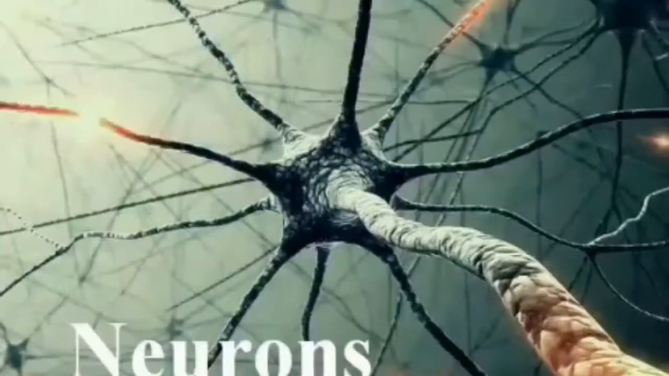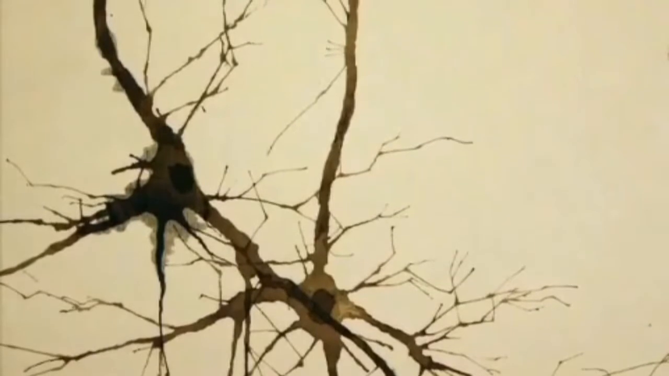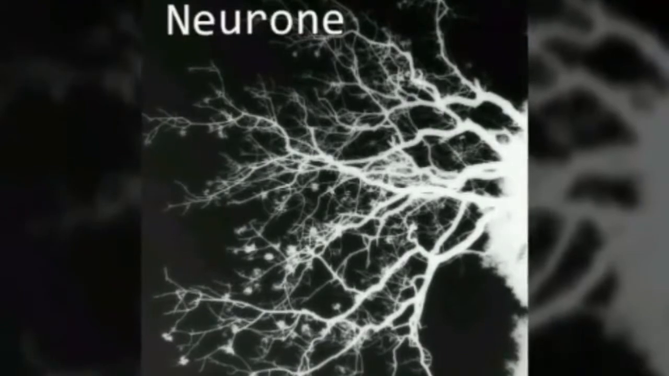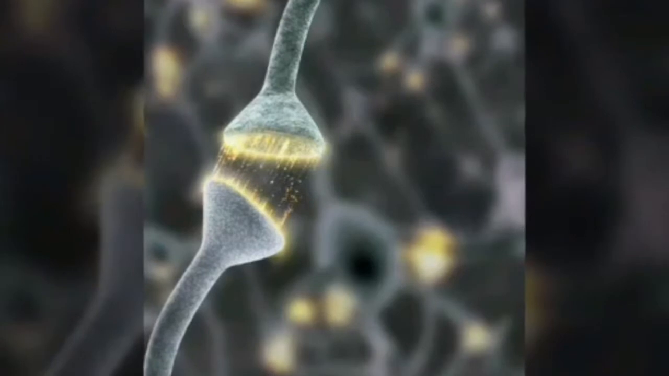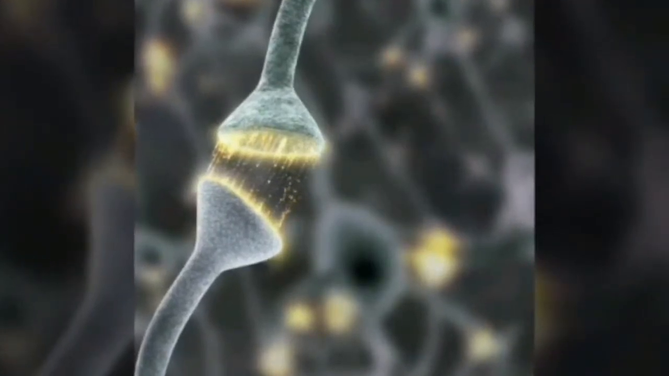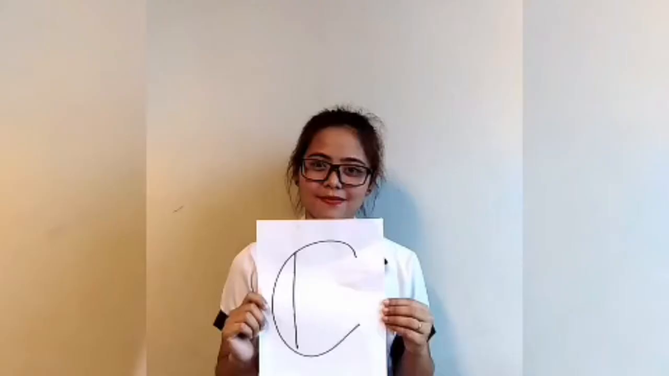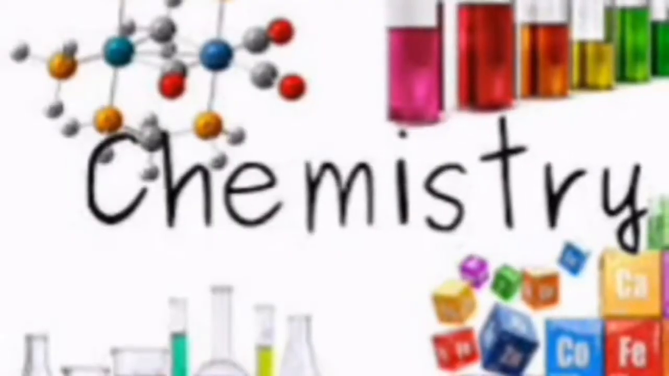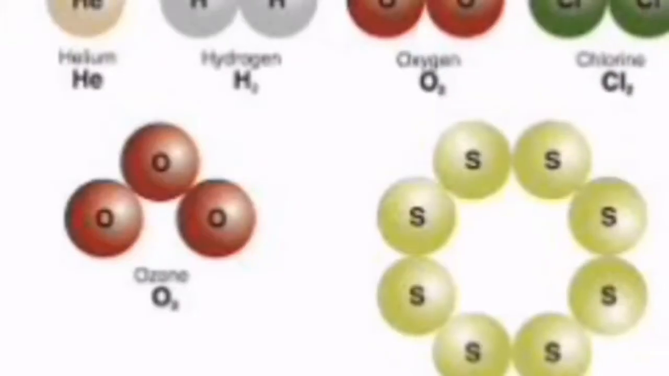N for neurons. Neurons. A neuron is also known as a nerve cell, and neuron in British spelling. Scientists studied that neuron is an electrically excitable cell or active cell in receiving, processing, and transmitting information through electrical and chemical signals. C for chemistry. Chemistry. Chemistry is the scientific discipline involved with compounds composed of atoms, elements, and molecules.